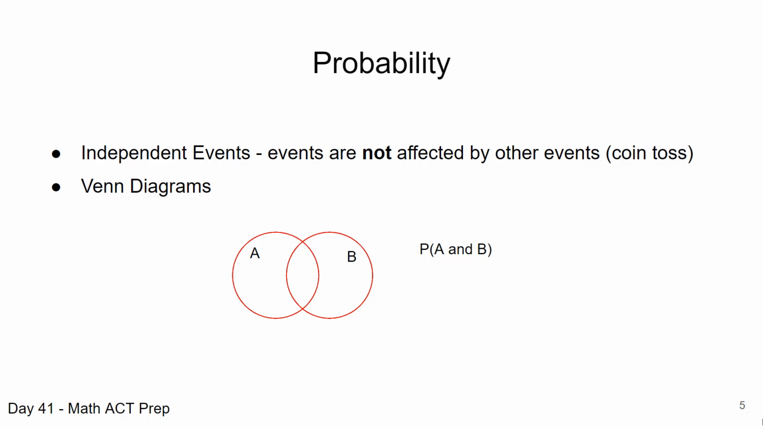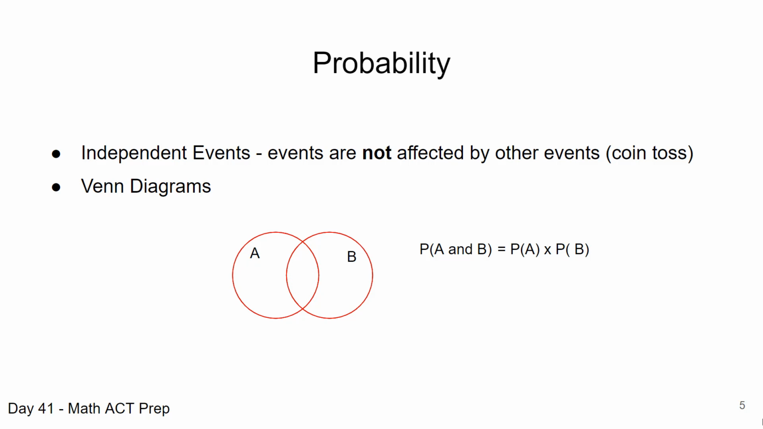We can find things like the probability of A and B, the probability that both of these events occur. And let's look at what that means on the Venn diagram. That's the probability that both of these occur, and that's where that overlap is, where we have that scribbled in. That's an overlap area. Well, how do we calculate that? We'll get that from the probability of A times the probability of B.